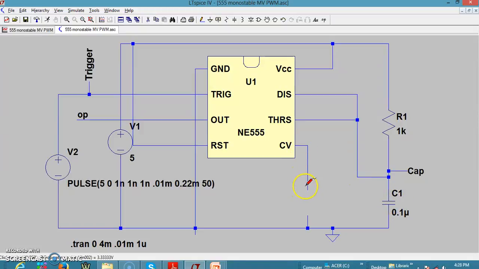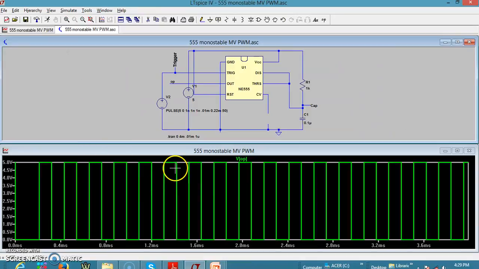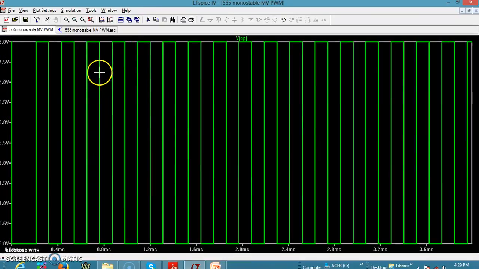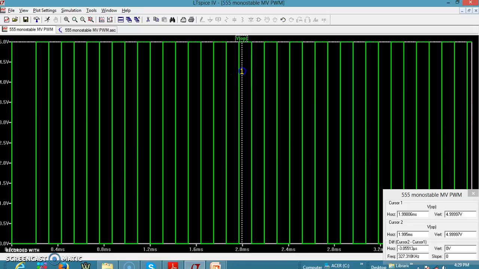Here you can see we have left this CV open, meaning that the control voltage will be the default 2/3 of VCC. In this case, VCC is 5 volts, so the voltage at CV will be 3.33 volts. Now, if I simulate, I'll be getting the output voltage with its on time equal to 138 microsecond, whereas the pulse width will be of 0.11 millisecond. So that you can verify here, we can have two cursors on either side of the on time. So you can see the pulse width is almost equal to 110 microsecond, that is 0.11 millisecond.